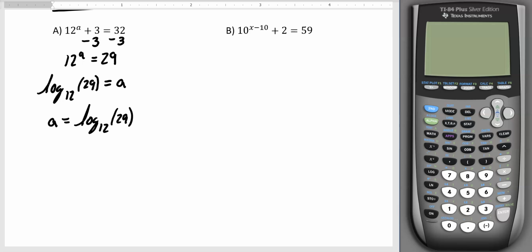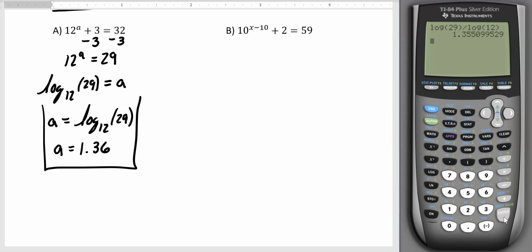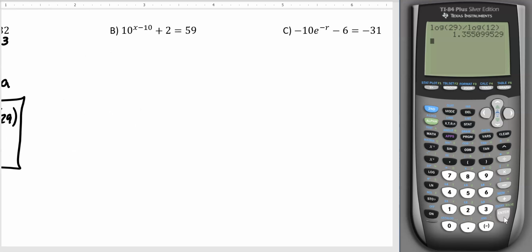Now, that'll be a little more than 2, but let's put it into our calculator to figure out exactly what it is. So we'll say log of 29 divided by log of 12. Change of base here. Press enter and 1.36. Beautiful. A equals 1.36. Lovely. And there's our answer for letter A. Well done. Let's look at letter B now.